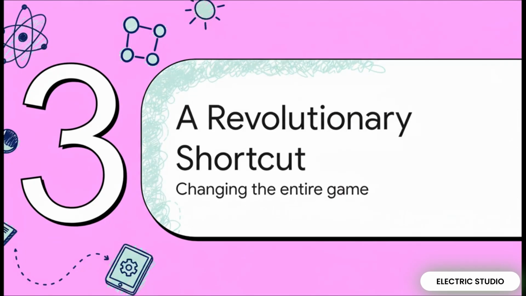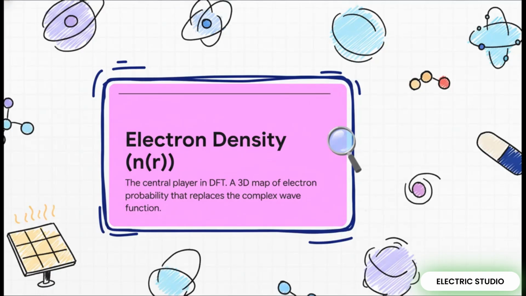So these mean field methods were getting better and better, but they were all still trying to climb the same impossible mountain. They were just finding slightly better paths. What science really needed wasn't a better climbing technique. It was a tunnel, a way to go straight through the mountain and ignore the climb altogether. It was time for a revolutionary shortcut. And this is where the hero of our story enters the picture.